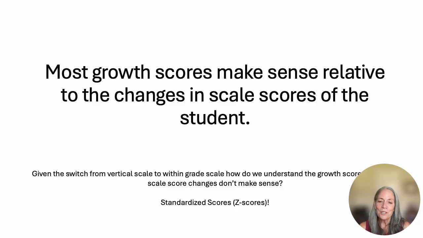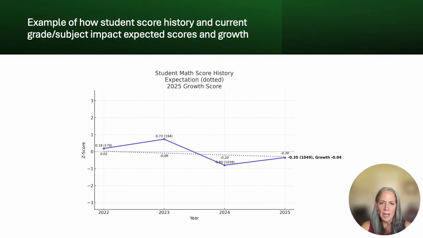To do that, we use a standardized score, a Z-score. Let's take just a minute to unpack this slide. This is an example of how a student's score history and their current grade or subject impact their expected scores and their growth. And I've intentionally brought some examples that have confused some folks on LEA Insights. So here we have a math student, and their progress, their Z-score, their standardized score, is illustrated in the solid blue line. And what you can see is their Z-score.